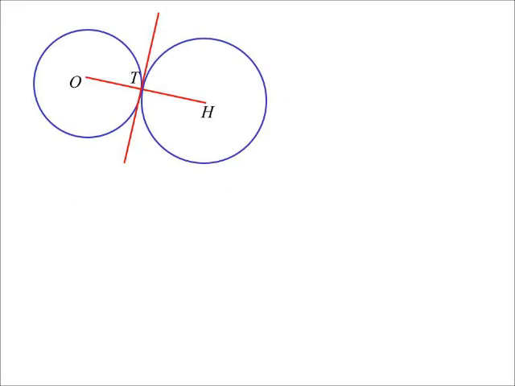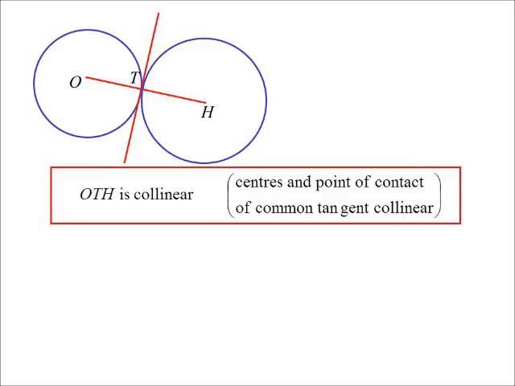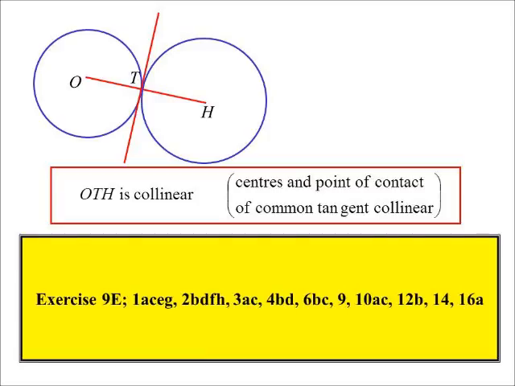So I talked about at the start of the topic, when I talked about circles that are touching, that the two centres and the point of contact are collinear. So if I wanted to use that idea, I could say, well, look, OTH is collinear because I know the centres and the point of contact with the common tangent will be collinear. All right, let's just play with 9E, our tangents.